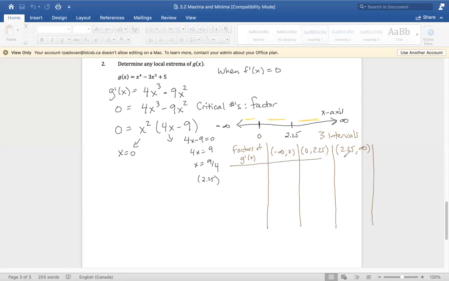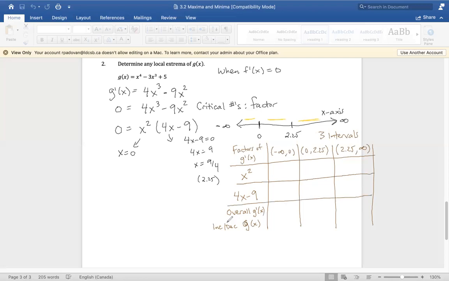So now list my factors of g prime of x. So that's right here, my factors of g prime of x. The derivative would be x squared and 4x minus 9. So I only have the 2. Then I have my overall sign for the derivative. And then I have whether I'm increasing or decreasing for the original function g of x.